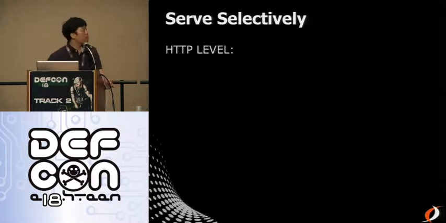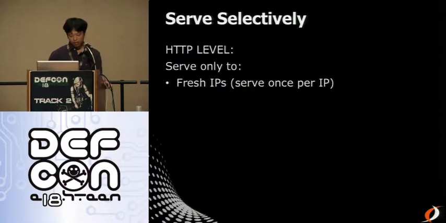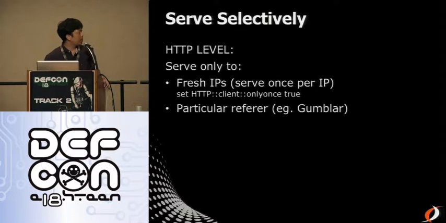Serve selectively. So at the HTTP level, this is what we implemented into Drivesploit. Serve only to fresh IPs. Serve only to particular referrers. This happened to the Gumblar mass SQL injection that happened in Japan. And few security vendors were able to detect this on the spot when it exploded, because Gumblar was very selective about the referrer. It only served to referrers from Google.